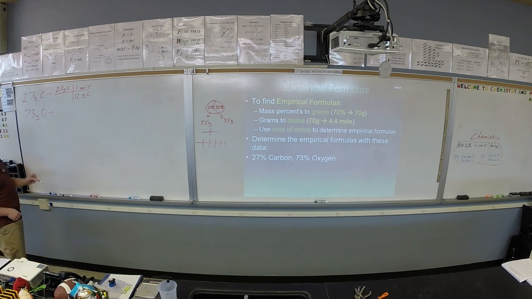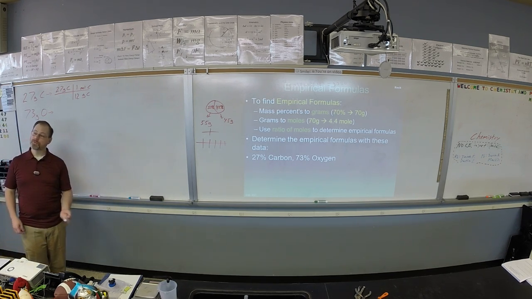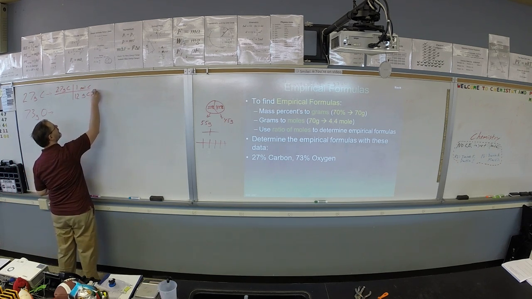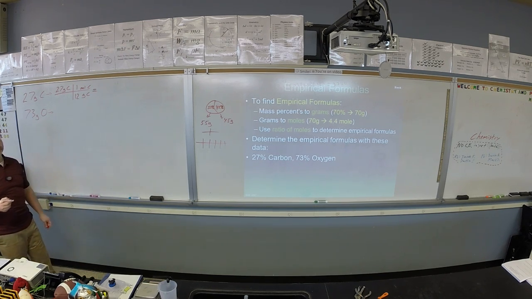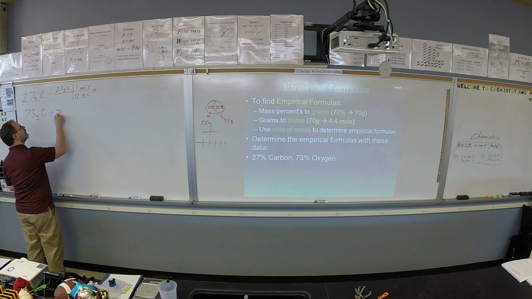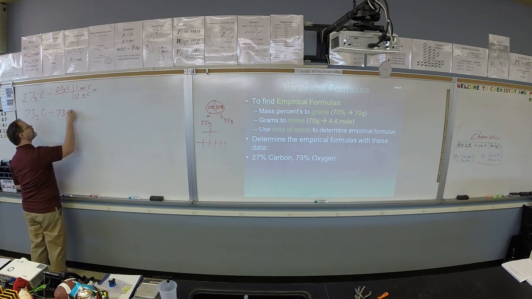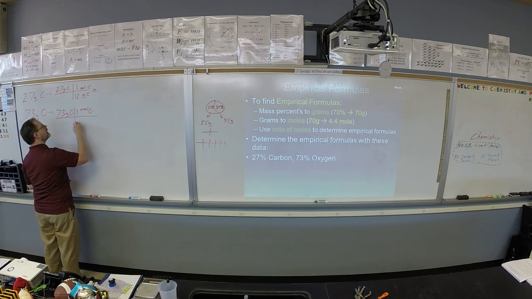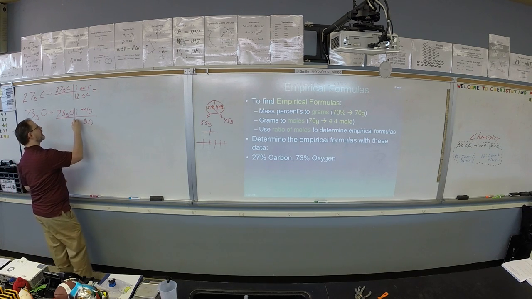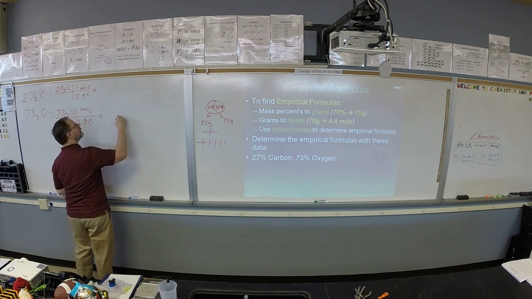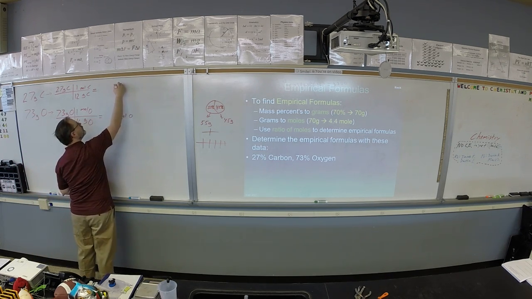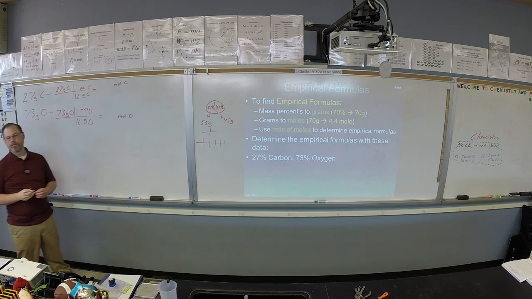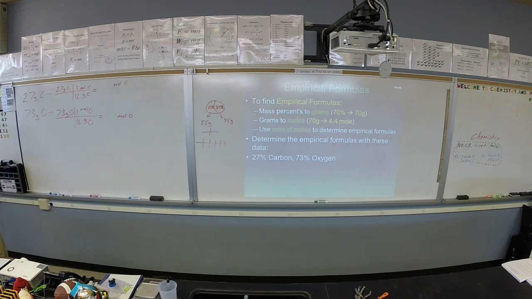So we turn our 27 grams of carbon into moles of carbon, and that's going to give us a number. We're going to do the exact same thing to oxygen. We're going to take the 73 grams of oxygen, and we're going to convert that. 1 mole of oxygen is so many grams of oxygen. 16, if you say so. And that's going to give us moles of oxygen, moles of carbon. So if you don't already have a calculator, grab one so you can bang on it for a while.